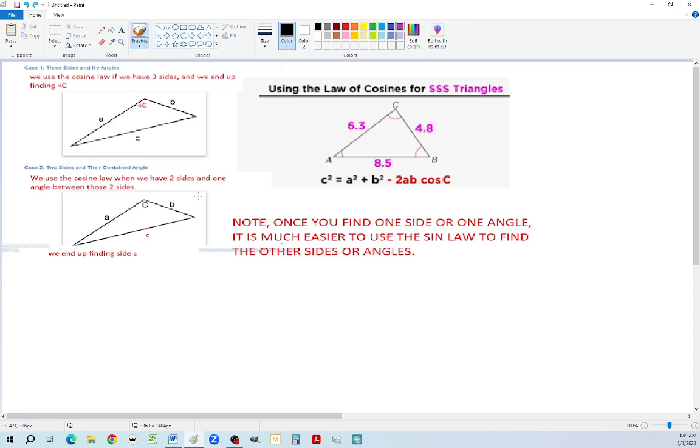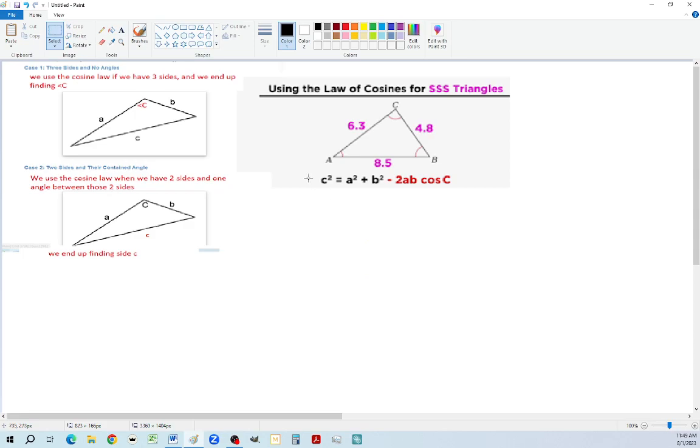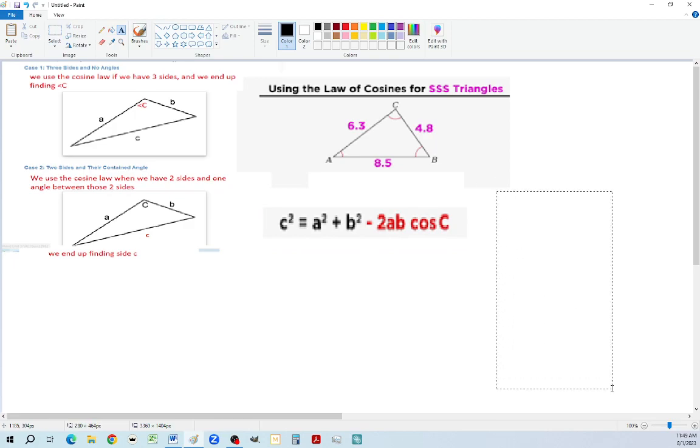But I also want you to be aware that once you find one side and one angle, it's much easier to switch over to the sine law. So we really only use the cosine law in this situation because it's got a lot of errors. Now, you can skip to the questions, but this is fairly important. I'd like to show it. Algebra is an incredibly important tool that you should practice and enhance and keep going with.